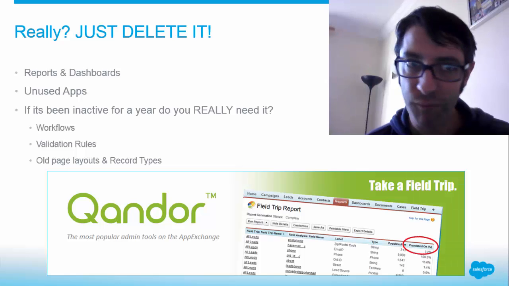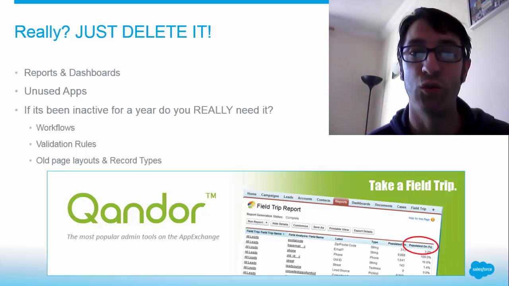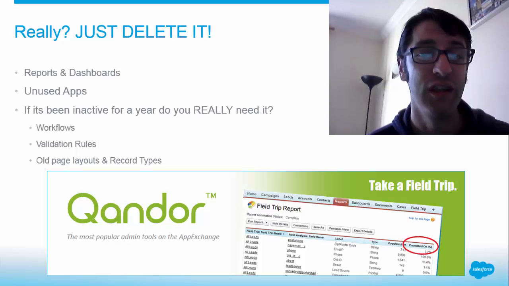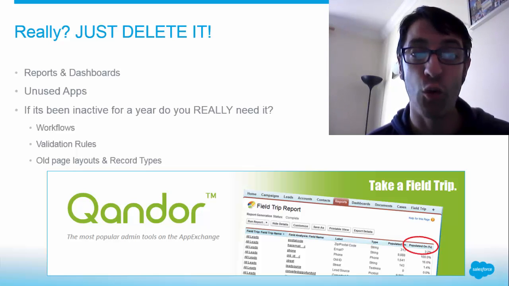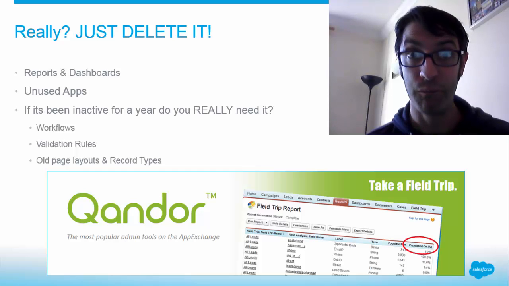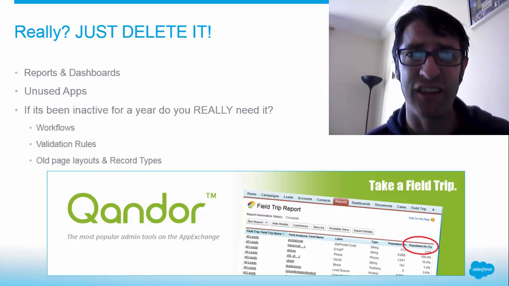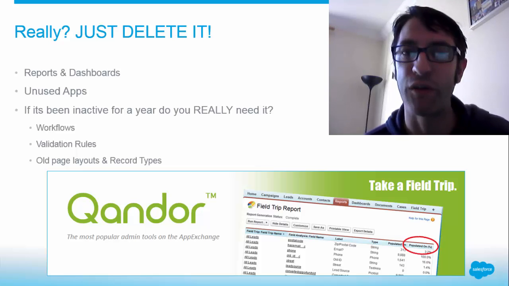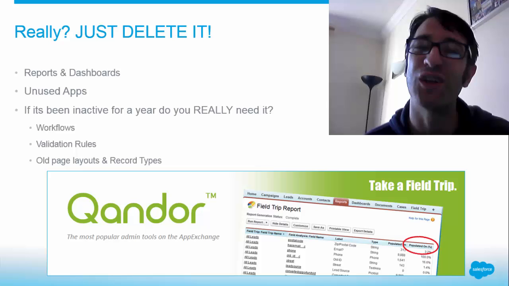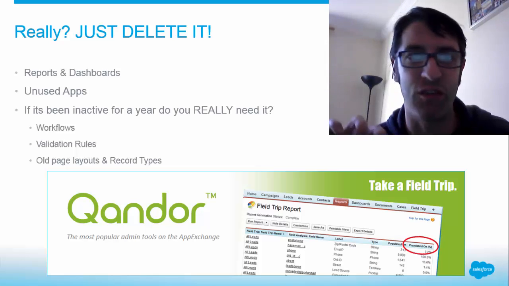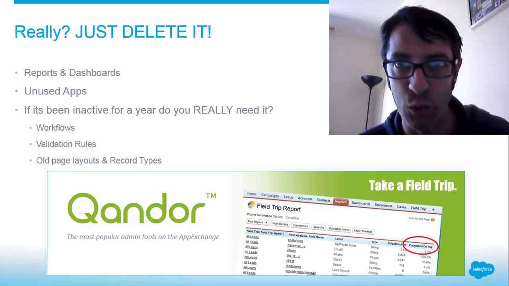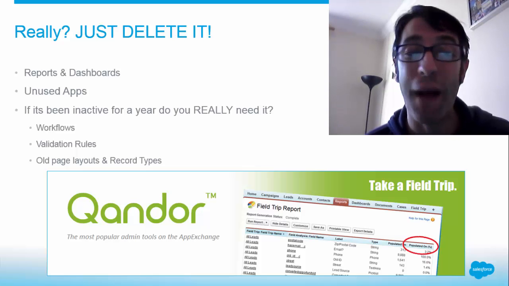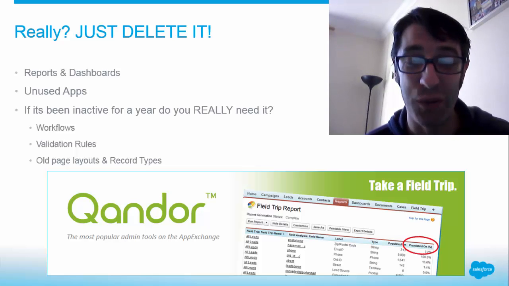Other things I check are unused apps, so apps that have been installed long ago but are just not being used. Also workflows and validation rules that are now inactive, so are not running in the org. If they've been inactive for the last 3 years, just delete them because they probably don't even work now anyway. And you can always back them up into a Word document if there's a specific complicated formula you want to remember. Also, old page layouts and record types that are just not being used.